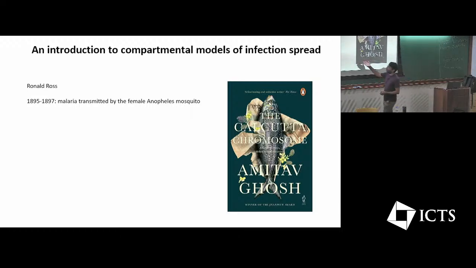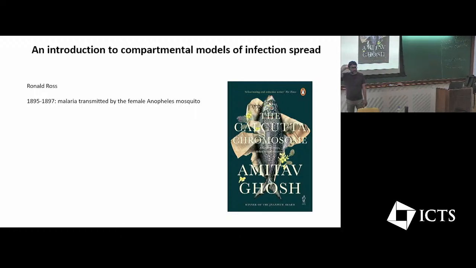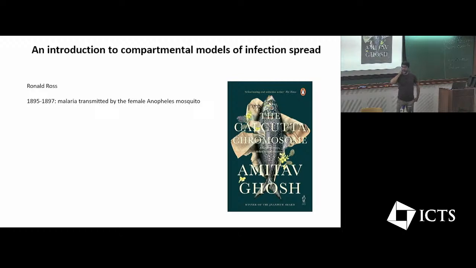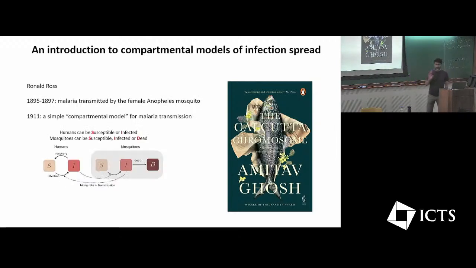But yeah, so I'm going to take you back to the late 1800s, when Ronald Ross really started making advances in understanding how malaria is spread, and in particular understanding that it was the female Anopheles mosquito. And soon after that, in the early 1900s, he came up with a simple compartmental model. So this is one of the first examples of a mathematical model used to try and describe the spread of a disease and to try and understand some things about it and how to tackle it.